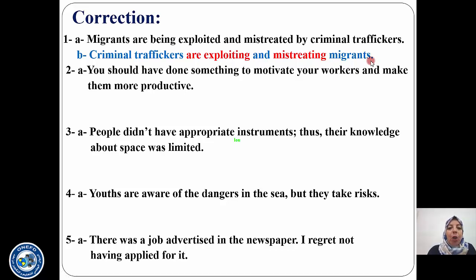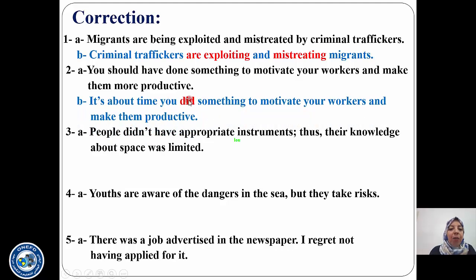Second sentence: you should have done something to motivate your workers and make them more productive. The sentence normally should start with it's high time. And as we said, the verb that should be used after it's high time or it's about time should be in the past simple. Now, where is my verb here? Should have done is the verb, from the verb to do. That's why we use did in the past. Say, it's about time you did something to motivate your workers and make them more productive. The rest of the sentence doesn't change.